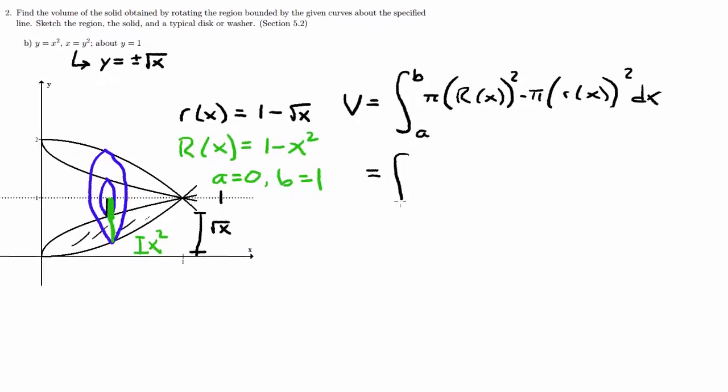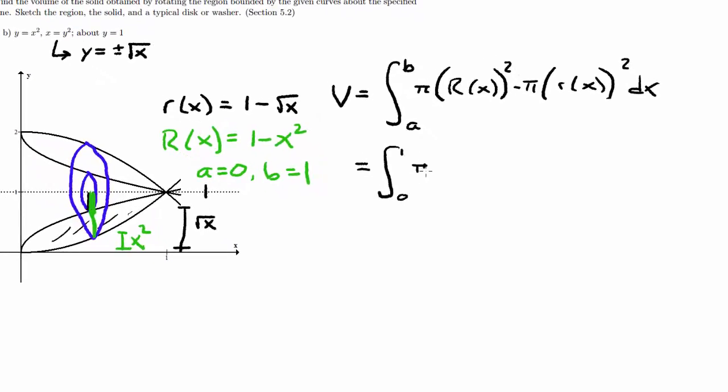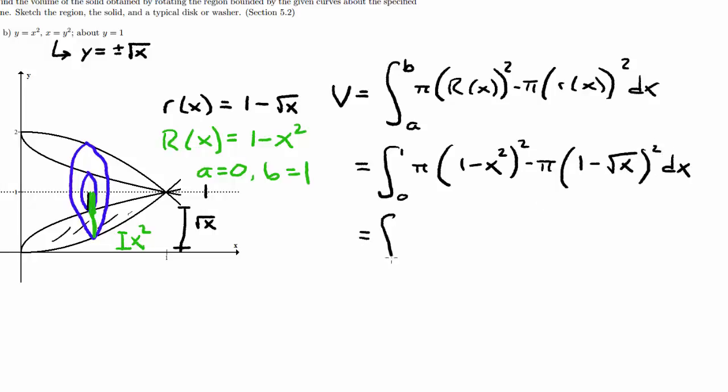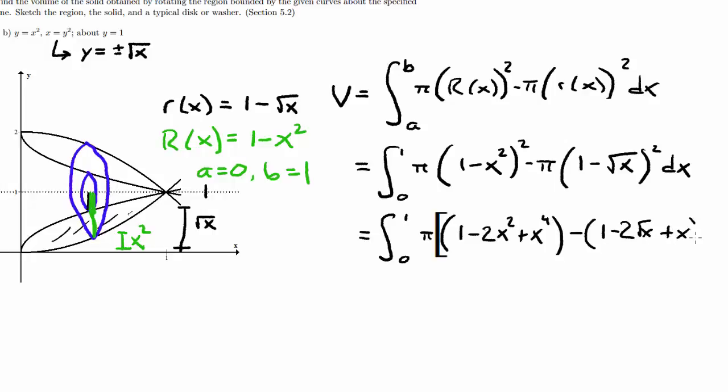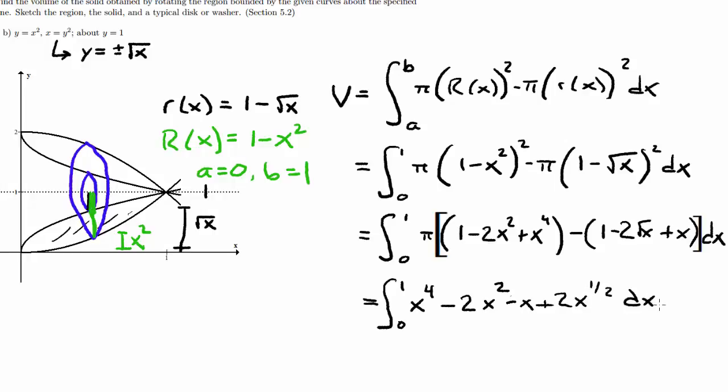Again, that's going to be the integral. Now my bounds, 0 to 1, pi. My big radius is 1 minus x squared, minus the little radius, 1 minus root x, squared, dx. Integral from 0 to 1 of pi. Now what I'm going to do is FOIL that out, so 1 minus 2x squared plus x to the 4th, minus, and then FOIL this, 1 minus 2 root x plus x, integral 0 to 1, and then I'm going to combine like terms. There's actually none, so I'm just going to reorder everything in decreasing order.